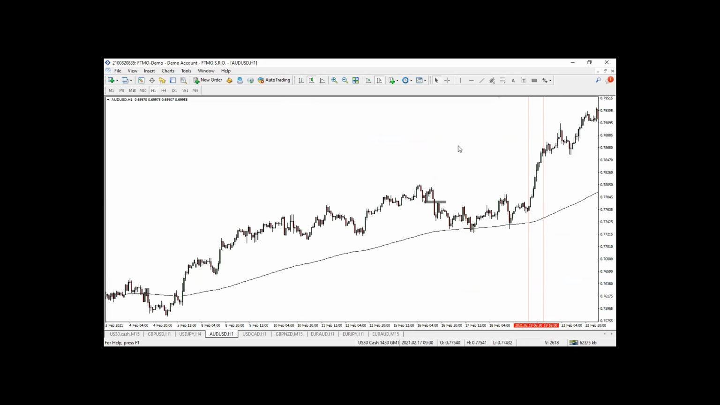So in how many hours did we make $1,000? Let's look at it. If we enter our trade here, in about 10 hours. So in 10 hours, you make $1,000, if you have the kind of money to trade with in the market.